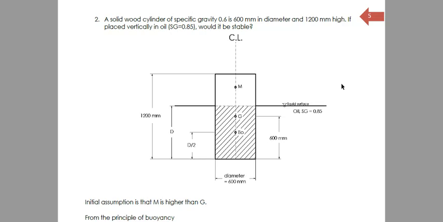Okay, let's go to the next example, problem number 2, or illustrative problem number 2. A solid wood cylinder of specific gravity 0.6 is 600 millimeters in diameter and 1,200 millimeters high. If placed vertically in oil, which has a specific gravity of 0.85, would it be stable? So let's try to illustrate the problem here.